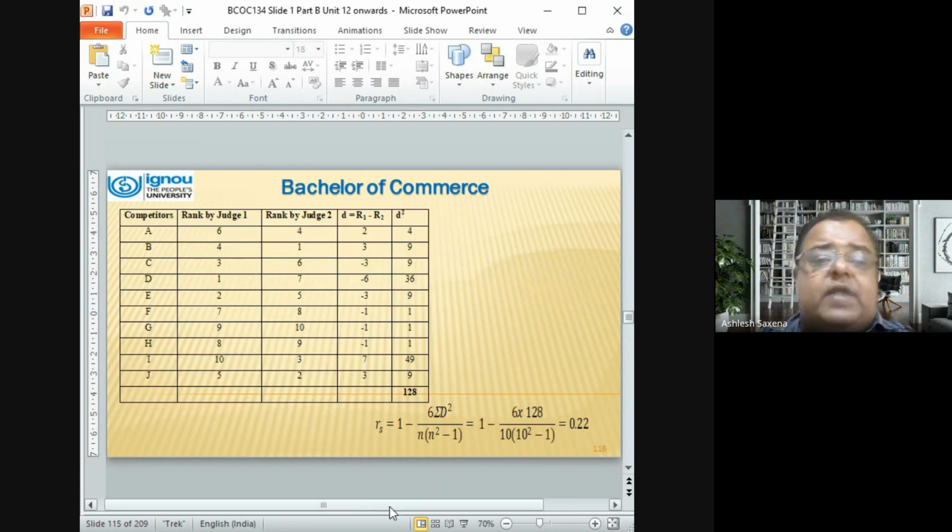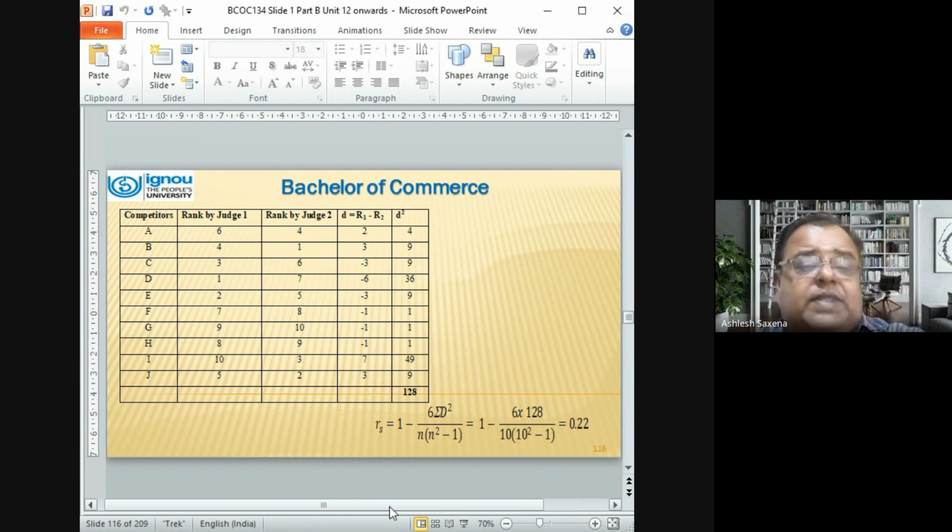We will be converting this table into this form. Competitors A, B, C, D, E, F, G, H, I, J. And these are the ranks which were given by Judge 1 and Judge 2. Judge 1 will be marked as R1 and Judge 2 will be marked as R2.